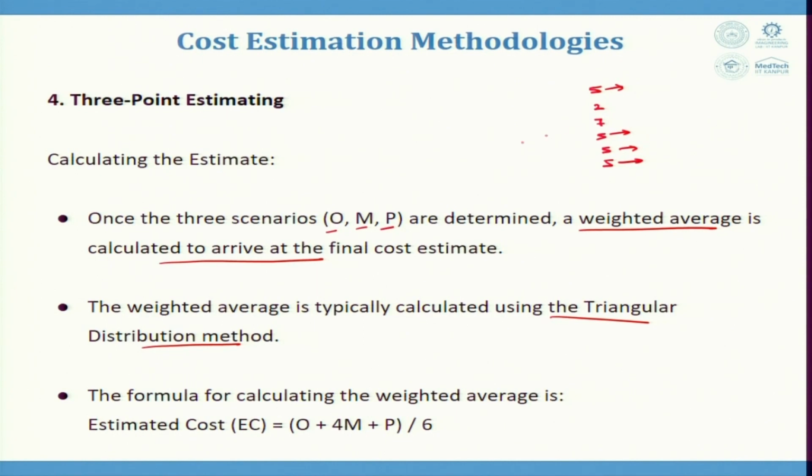So, here the value that is minimum is 2, maximum is 7 and above we have 5. This makes a triangle. So, that is why it is known as triangular distribution. The formula for calculating the weighted average is estimated cost is equal to O plus 4 m plus p by 6. There are 6 values taken, 1 plus 4 plus 1, and it is divided by 6.